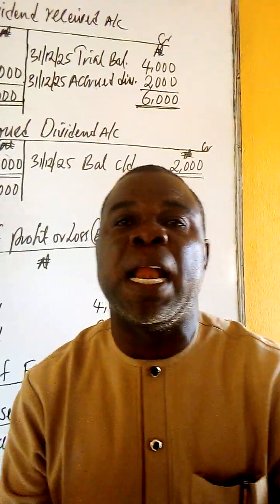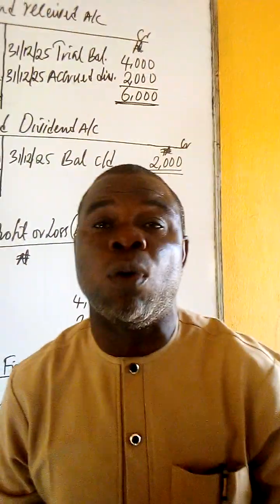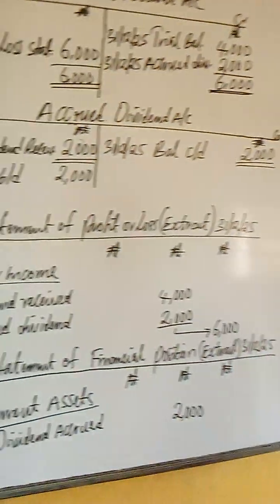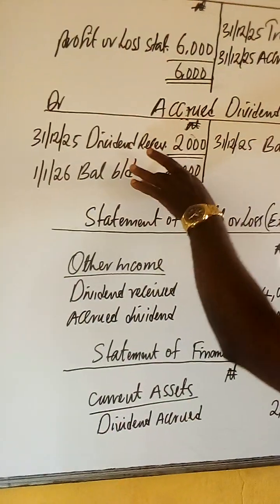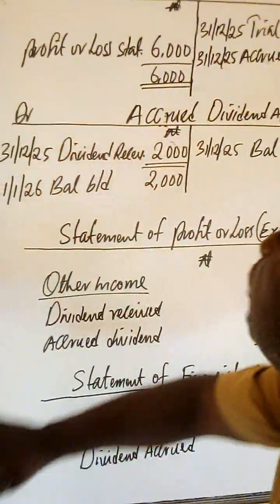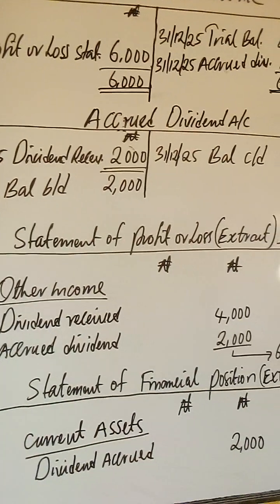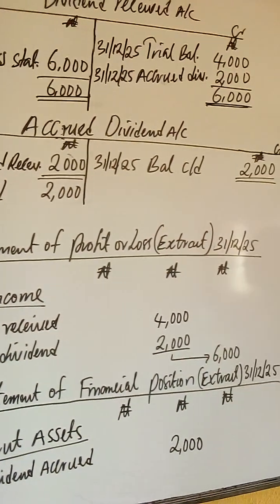And all asset balances brought down are debited. All asset balances brought down are what? Debited. And that is why the balance ends up on the debit side. Then this is how to handle it in respect of incorporating it into the ledger account, as we are trying to prepare what is called the adjusted trial balance.